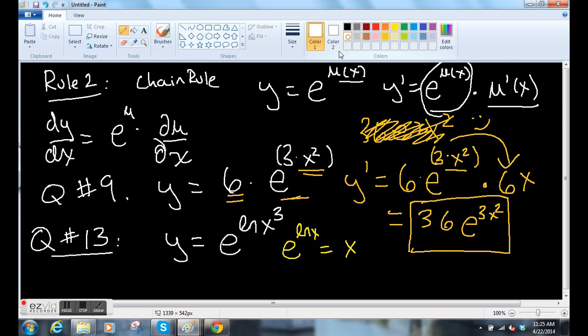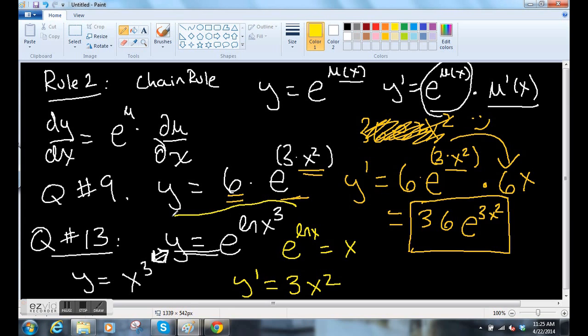So we can rewrite this same equation as y equals x cubed. I said x squared before, it's x cubed. They are the same function. Now that we know this function is y equals x cubed, we can say the derivative is 3x squared. So the derivative of this complicated function, y equals e to the natural log of x cubed, is just 3x squared, and that's because this function can also be rewritten as y equals x cubed.